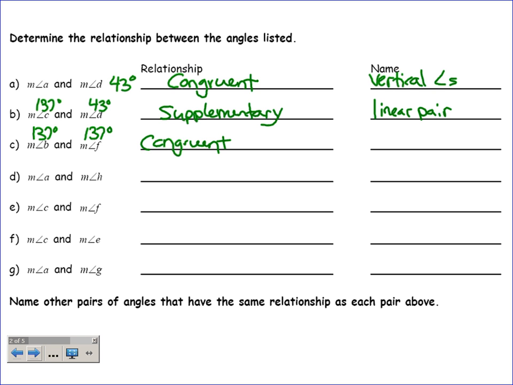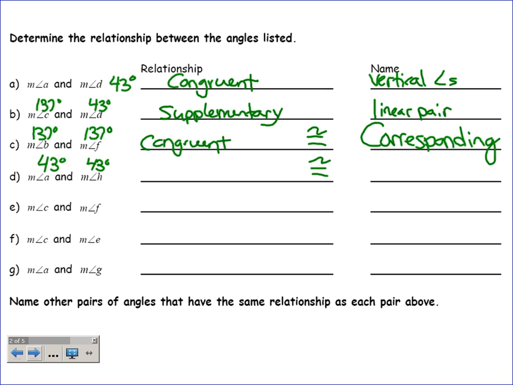These are called, there's a new term, corresponding angles. Corresponding angles, okay? And corresponding angles are always congruent. So B and F are both in the same spot. A and H, how big's A? How big's H? 43, sounds good to me, okay? We know these are congruent.